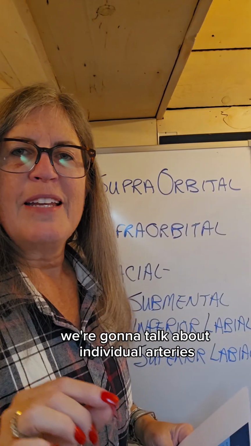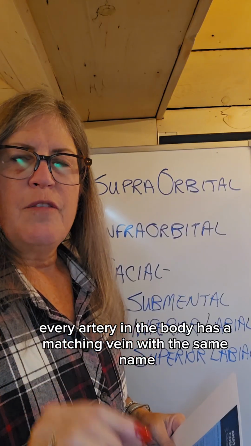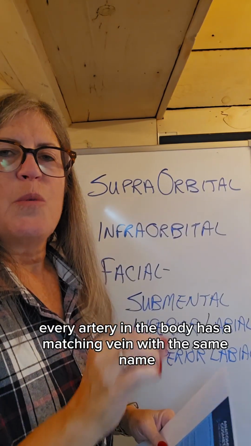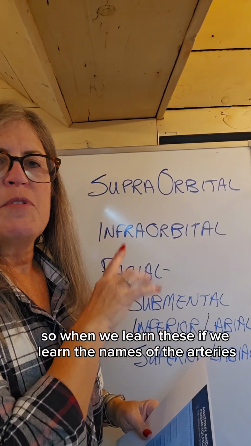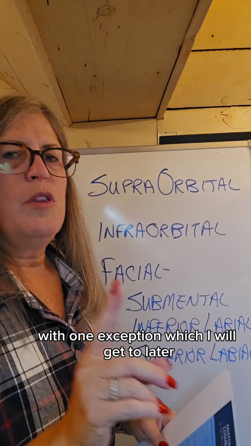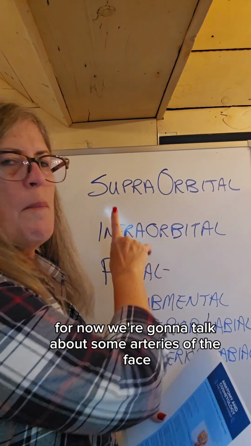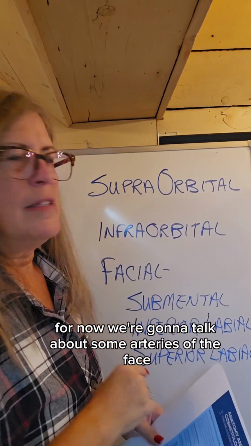We're going to talk about individual arteries. Every artery in the body has a matching vein with the same name. So when we learn these, if we learn the names of the arteries, we automatically know the names of veins, with one exception, which I will get to later. For now, we're going to talk about some arteries of the face.